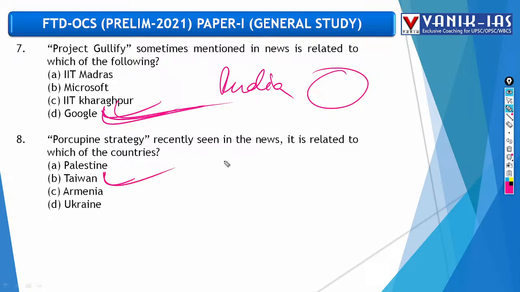Taiwan, especially when a smaller military tries to defend itself from a larger military, they use the porcupine strategy. Taiwan's military is a very small military. That's why they use the porcupine strategy to fight against the larger one. You may write it as Taiwan or you may also write Ukraine. Both are right in case of porcupine. But recently, in the news, it is used by Taiwan against China. Okay.